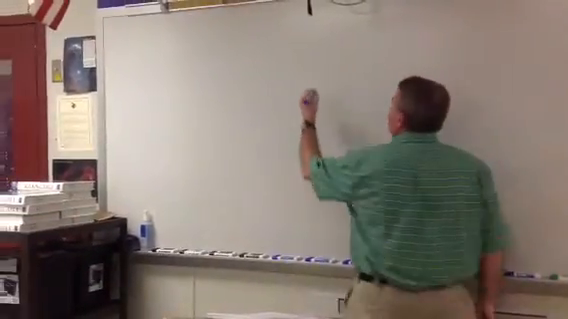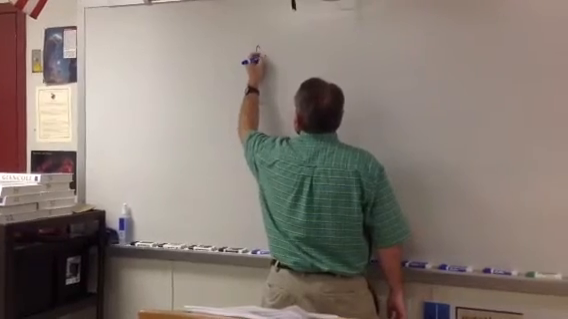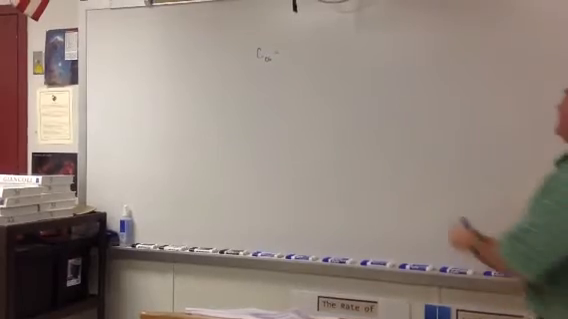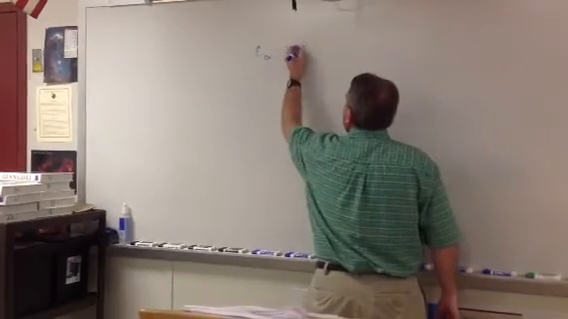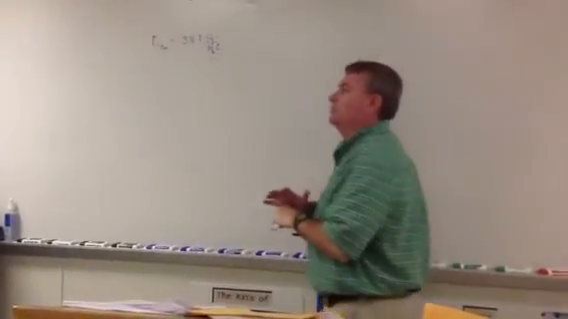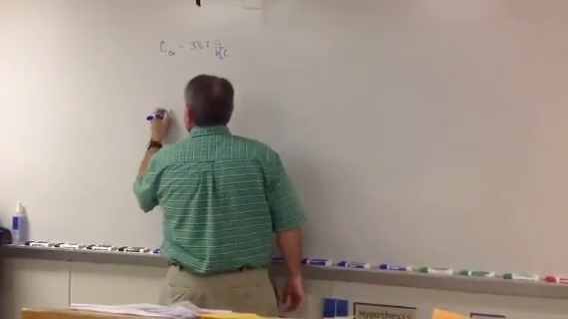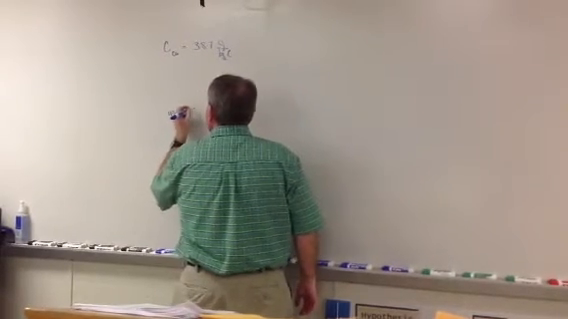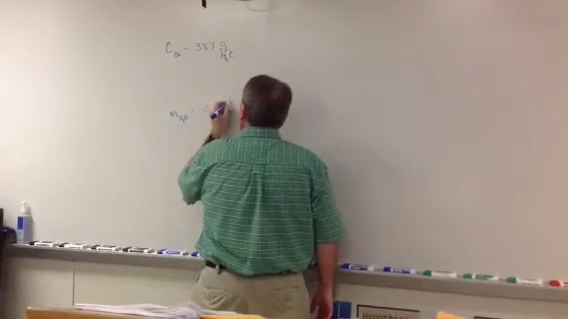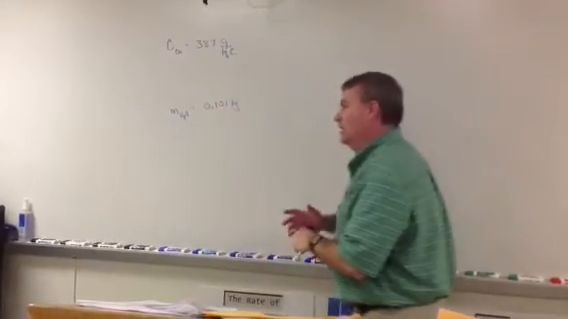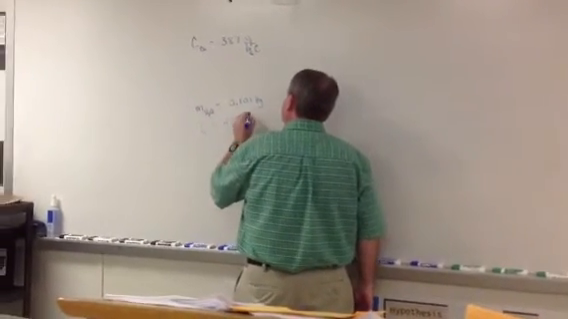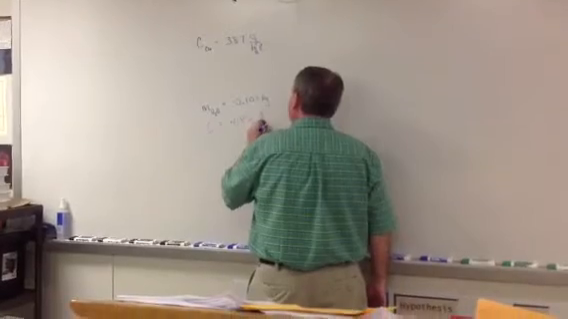First of all, we have a copper coin, so the specific heat capacity for copper is equal to 387 joules per kilogram Celsius. It's placed in 101 grams of water, so the mass of water is equal to, let's just go ahead and convert that to 0.101 kilograms. Specific heat capacity for water is 4186 joules per kilogram Celsius.